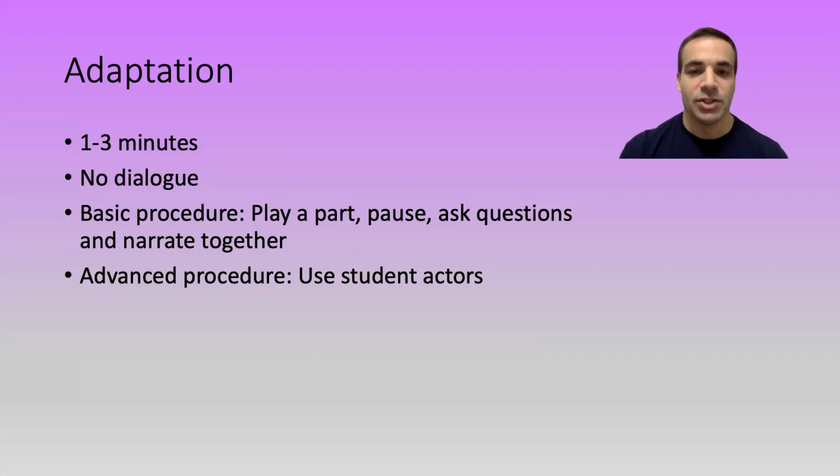An additional procedure to try out, probably after you have some experience with the basic procedure, is to have some students be the characters and sit them at the front of the class. Then, during the pauses, the teacher can narrate what they just saw and have the student actors act it out. The actors can also be asked questions, and they answer as the characters.